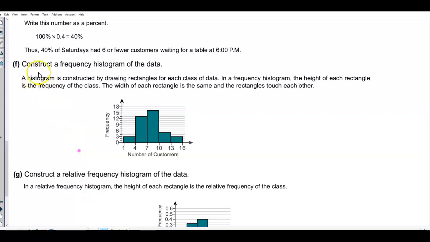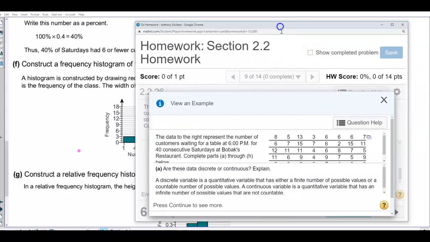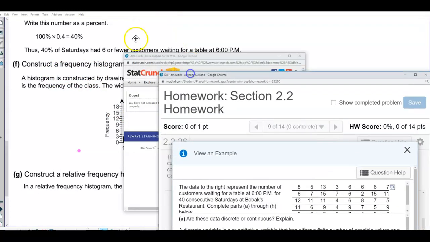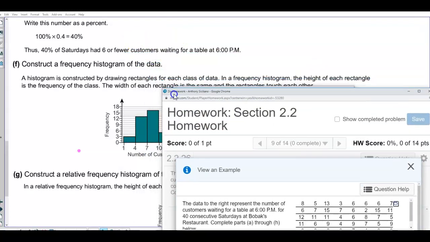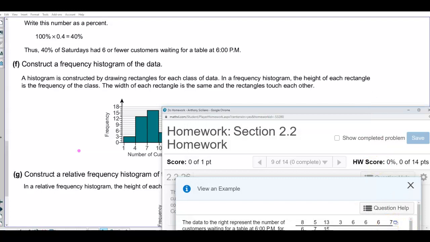The next question wants us to construct a frequency histogram of the data. We're going to do that using StatCrunch. We pull up that question, and the data is located right here. Next to the data, you're going to see the icon to click to copy the table. We're going to open it up in StatCrunch and construct a frequency histogram. Sometimes you may get an oops on a page, and you might have to reopen it so that it pops up.